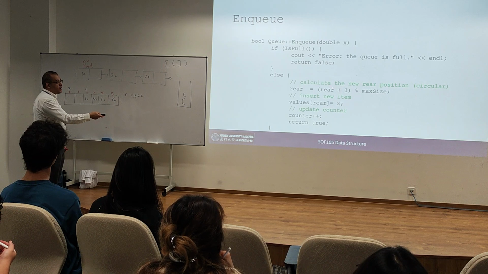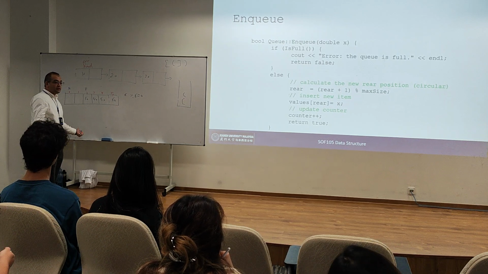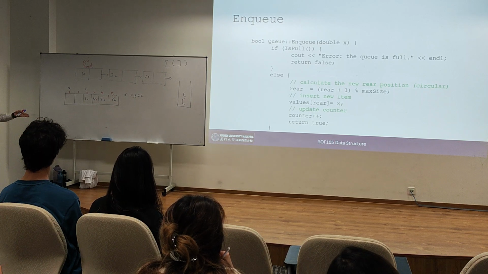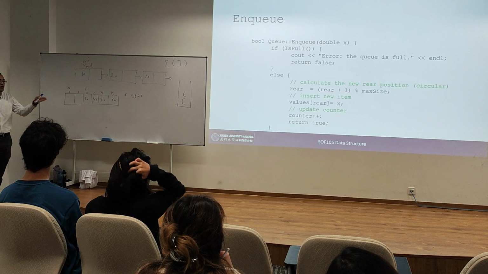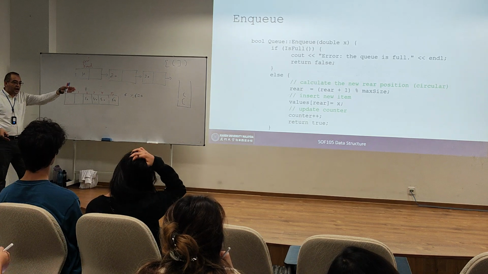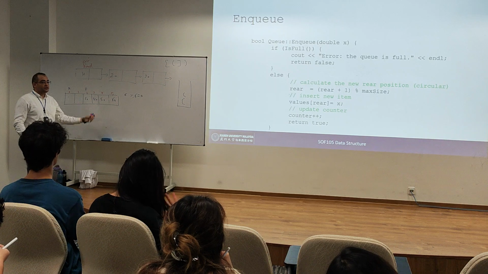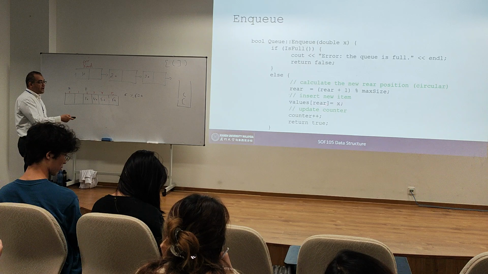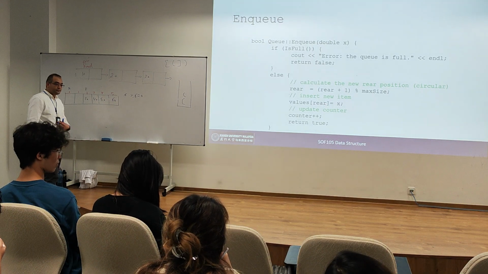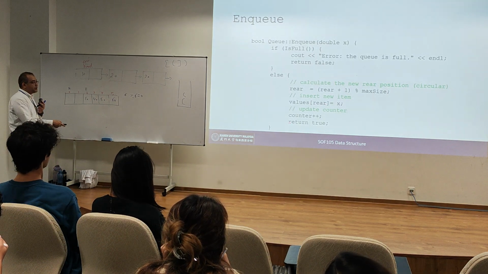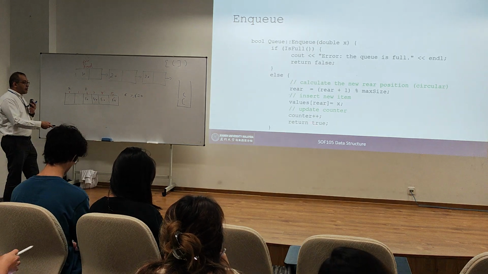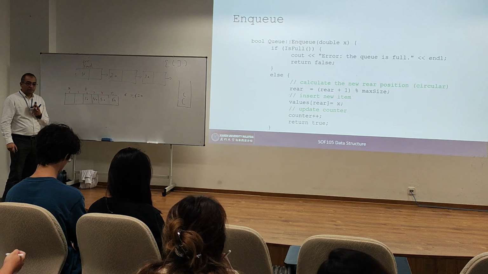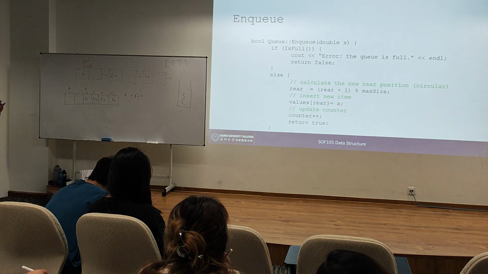If rear plus 1 equal to 1, 1 mod 6 equal to what? 1. 2 mod 6 equal to what? 2, and so on. Until it reaches 6, meaning that the mod will limit my rear from 0 to the size minus 1. Correct? That's it. That's the idea. So what I do here, value of rear equal to x. If I insert one element, what I do to counter? Plus plus. So I increase the counter by 1. Okay? I return true, meaning what? My enqueue is successful. So my queue is not full, and I was able to enqueue.